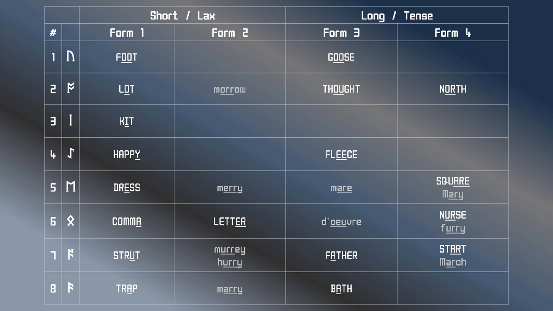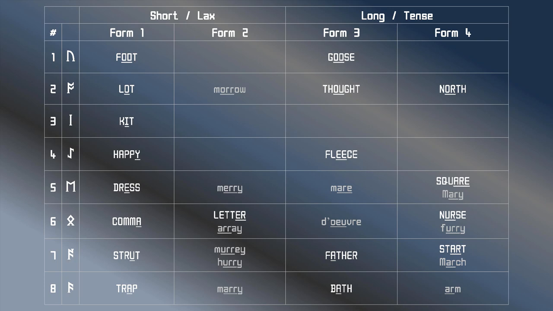Before we go on, with the exception of the letter vowel, what do you notice about the words in form 2? If you say them in their unmerged forms, mo-ro, me-ri, ma-ri, ha-ri, ma-ri, they all have a syllable break between the vowel and the er. You might also notice that they are all written in Latin script with a double R. That double R indicates that the vowel before them is short.